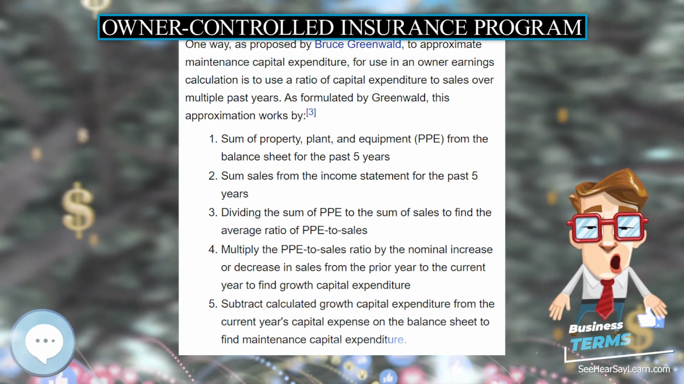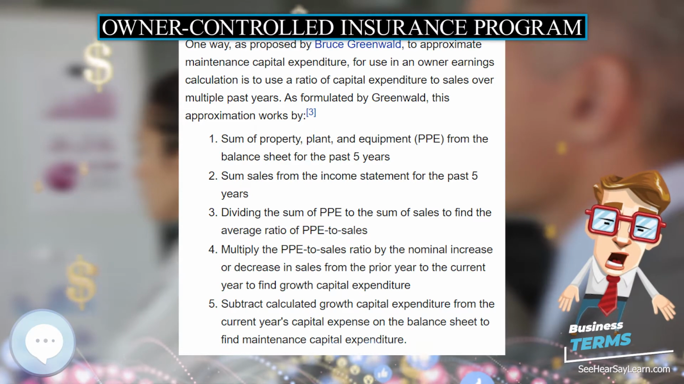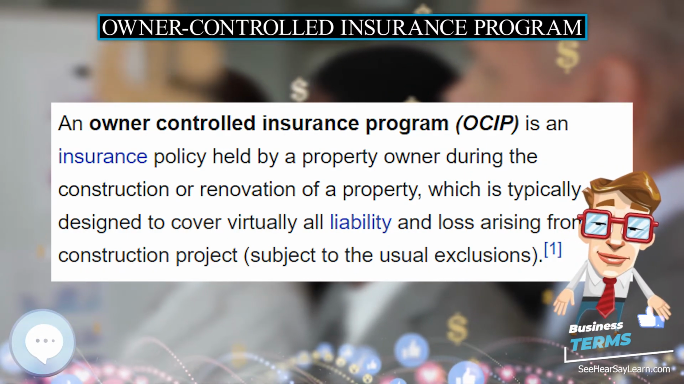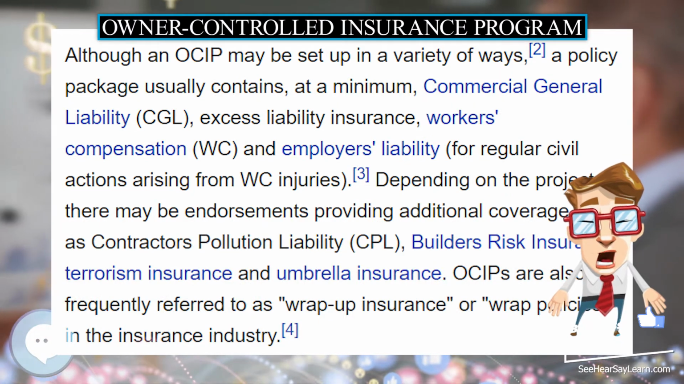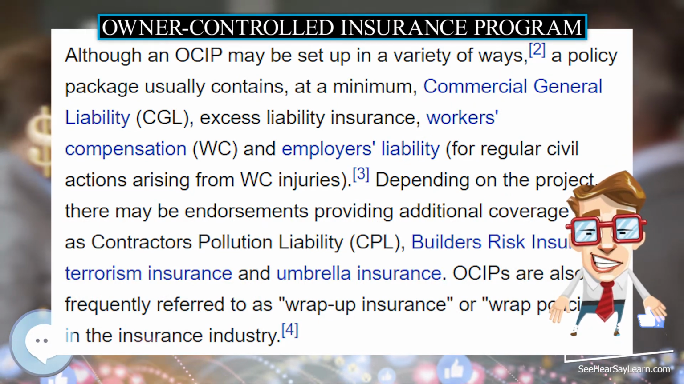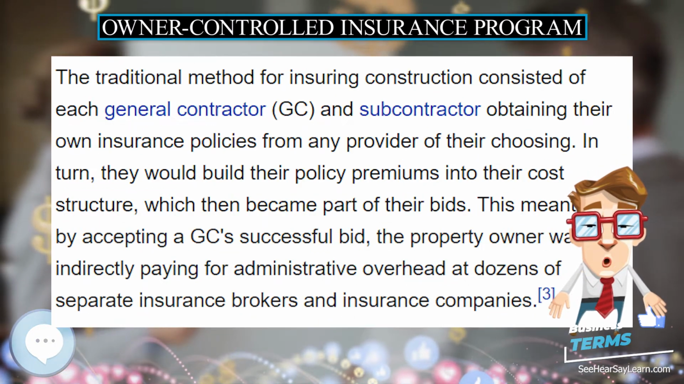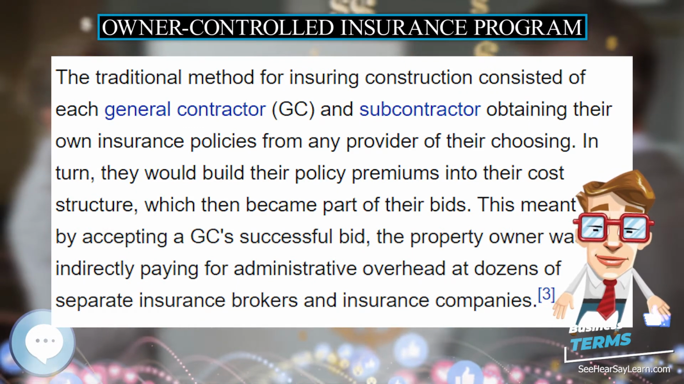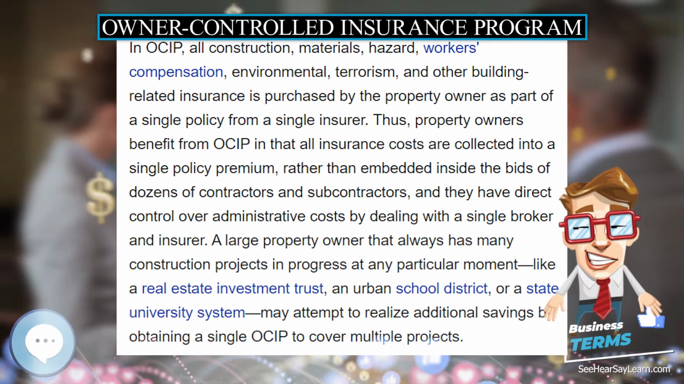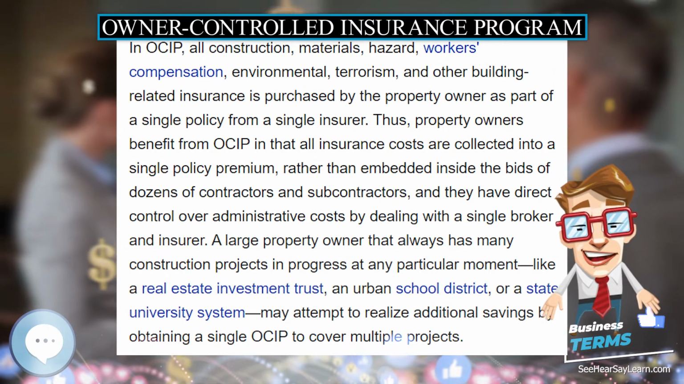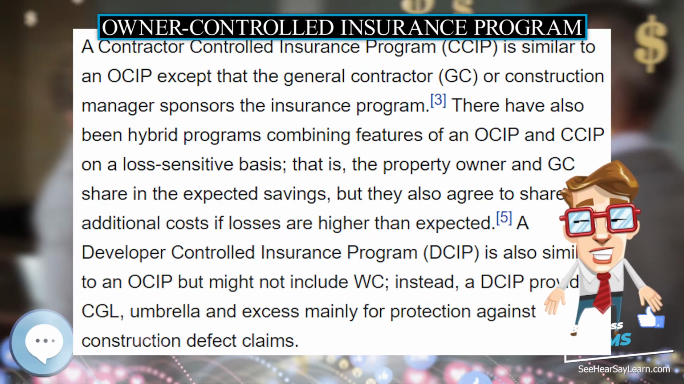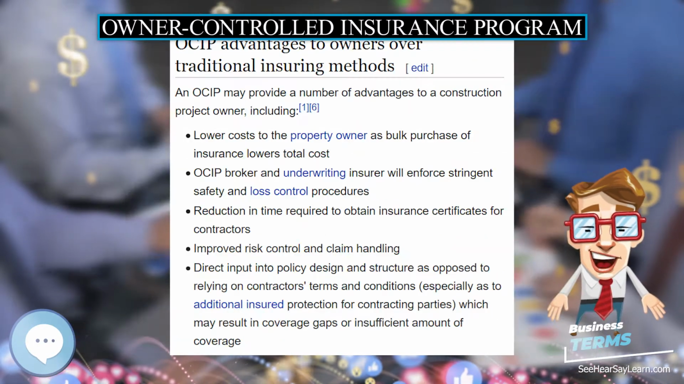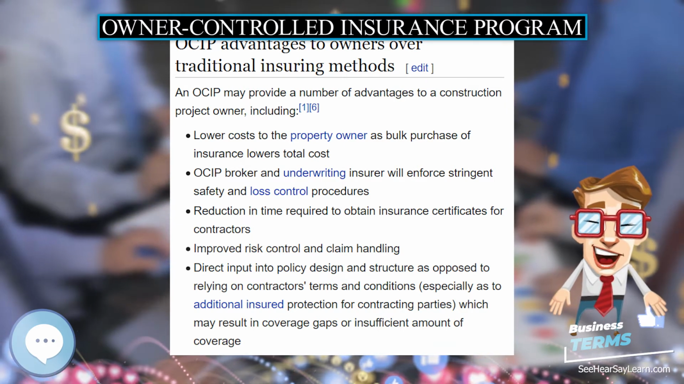In an OCIP, all construction, materials, hazard, workers' compensation, environmental, terrorism, and other building-related insurance is purchased by the property owner as part of a single policy from a single insurer. Thus, property owners benefit from an OCIP in that all insurance costs are collected into a single policy premium, rather than embedded inside the bids of dozens of contractors and subcontractors, and they have direct control over administrative costs by dealing with a single broker and insurer.